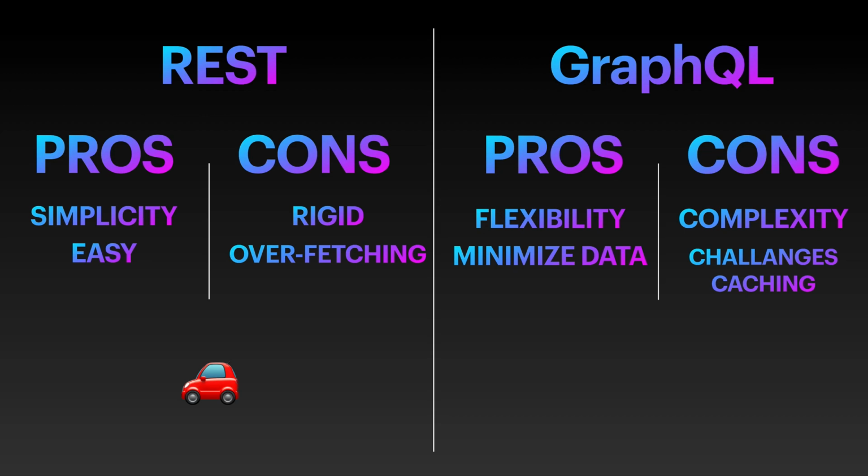In summary, REST is like a reliable old car, easy to drive, everyone knows how to use it, and GraphQL is like a high-tech electric vehicle, efficient and advanced, but with a learning curve.